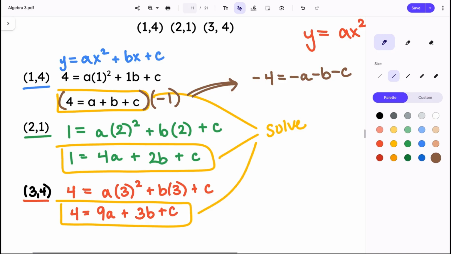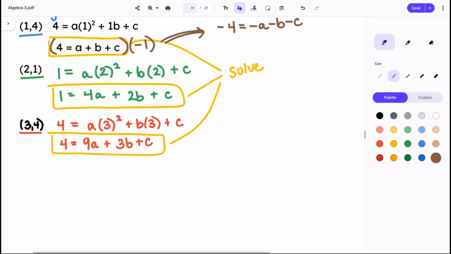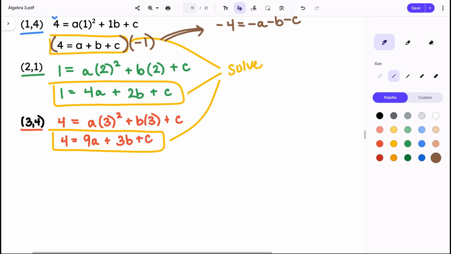So I'm going to use that one, and I'm going to pair it up with the other two separately so that we can do our elimination. So I'm going to bring that down below here. I'm going to start by writing that -4 equals -a minus b minus c. I'm going to use this twice, so I'm going to write it down 2 times down here.